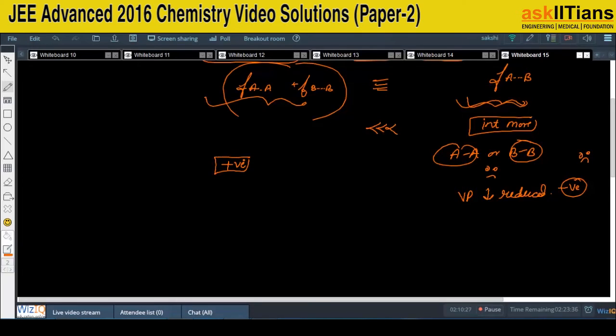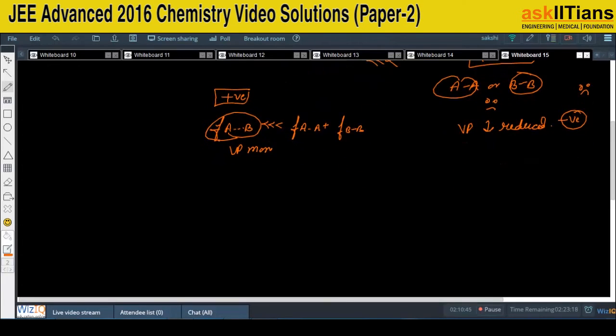Now, the positive deviation from Raoult's law is possible when the force of attraction between A and B molecules will be less as compared to that between A and A plus that between B and B. Then only you can say the vapor pressure will be more in this case, and hence they will show the positive deviation from Raoult's law.